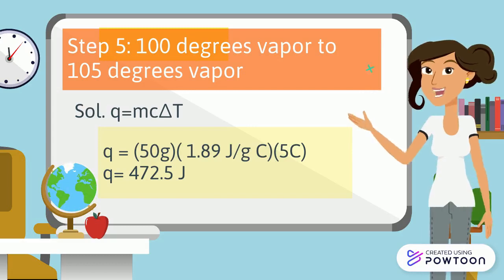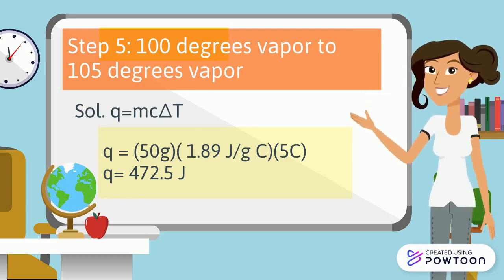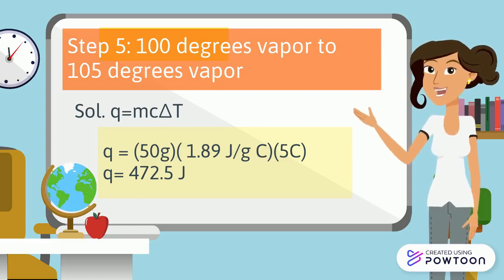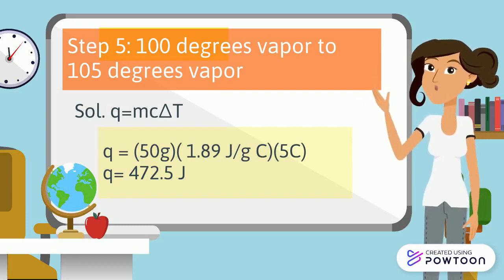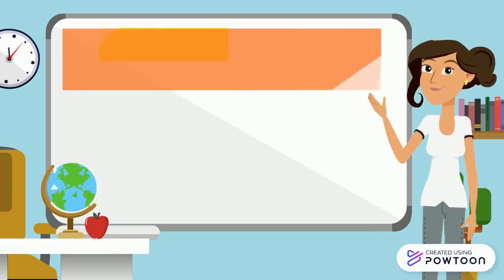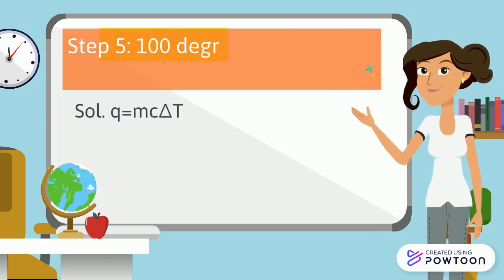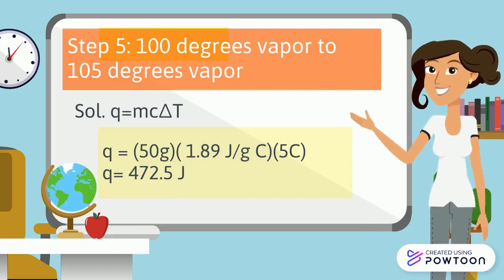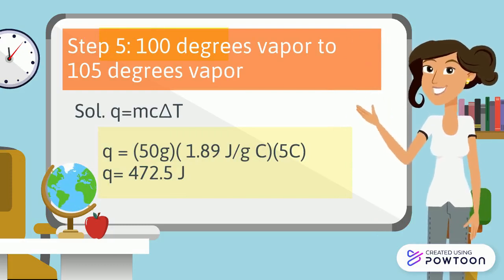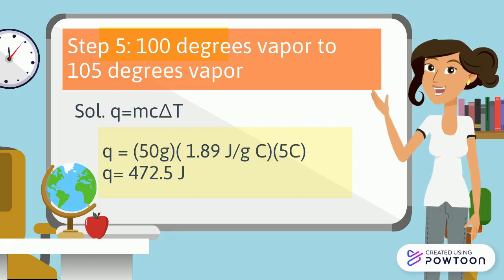Step 5 is to compute 100 degrees Celsius vapor to 105 degrees Celsius vapor. So we're going to use again the formula for specific heat, which is heat energy is equal to mcΔT. 50 times 1.89 times 5, as the difference of temperature from final to initial, is equal to 472.5 joules.